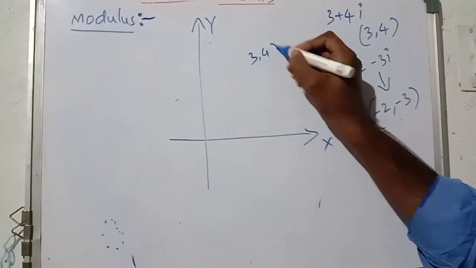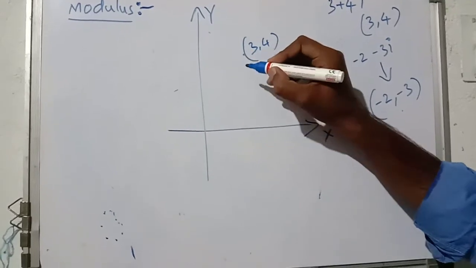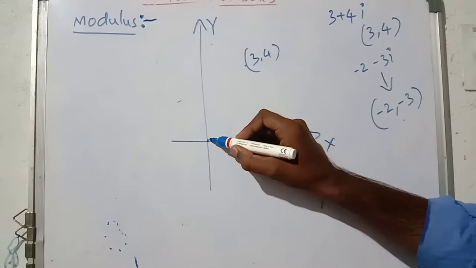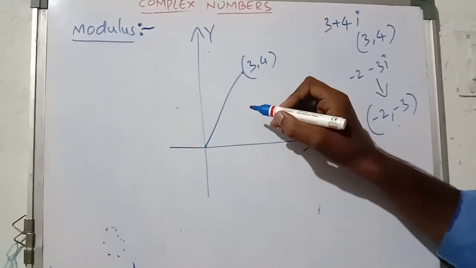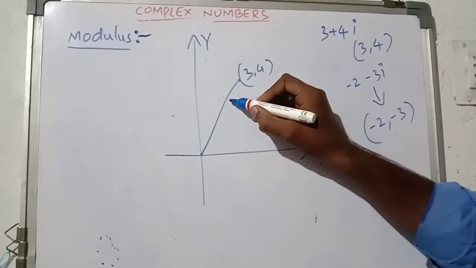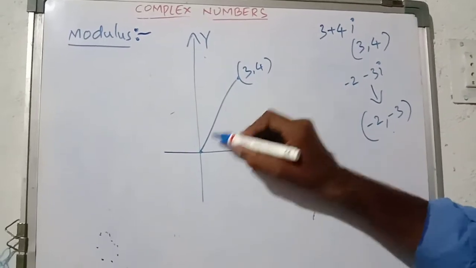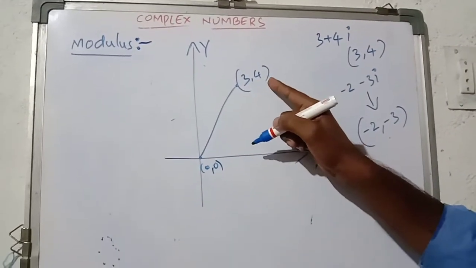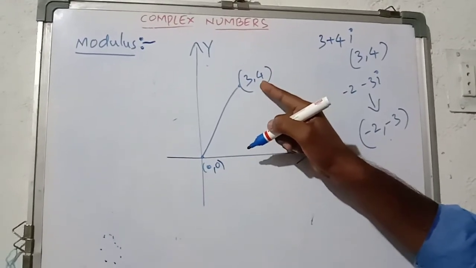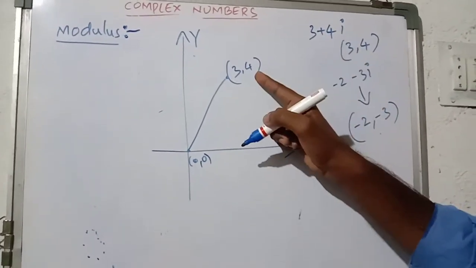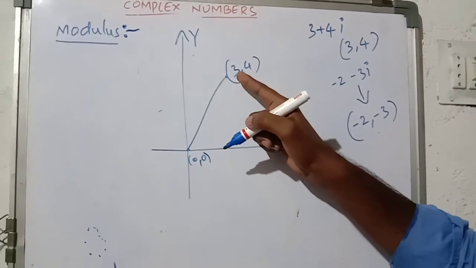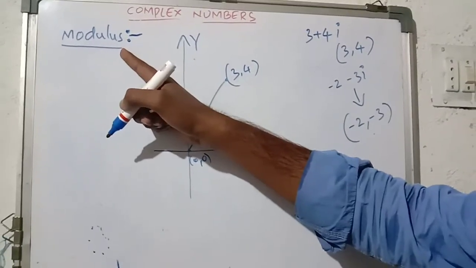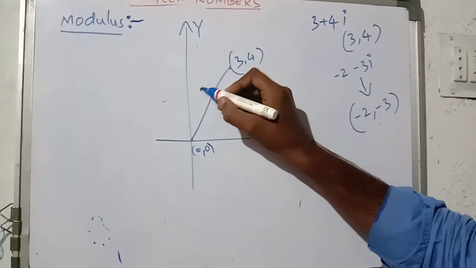If (3, 4) is the complex number located here, the modulus is the distance between the origin and the complex number. That means the distance between two points, the origin (0, 0) and the point (3, 4). Here (3, 4) means the complex number is 3 plus 4i. The distance between the complex number and the origin is the modulus, and we represent this modulus with small r.